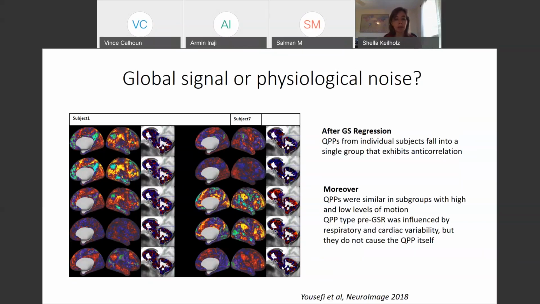It does not necessarily say, though, that QPPs don't contribute to global signal. So how much of the QPP is picked up by the global signal is something that we're still kind of exploring.